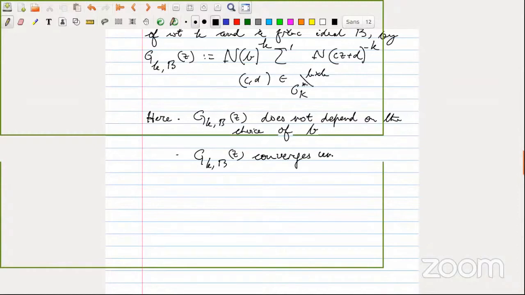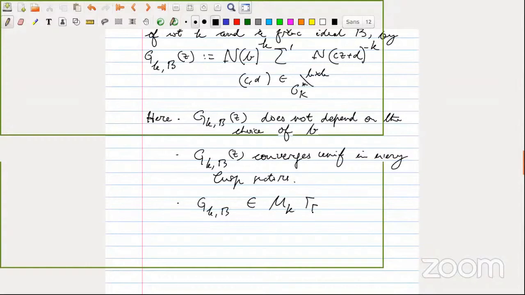Converges uniformly in every one of those cusp sectors, or Ziegler domains. Okay, and then we can easily check the automorphic condition for G_k^B, so this belongs to Hilbert modular forms.